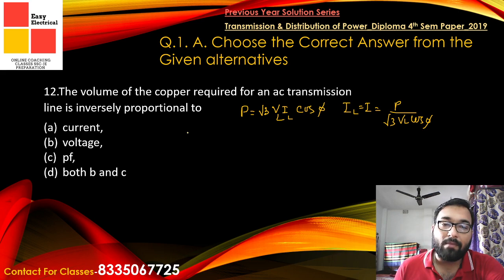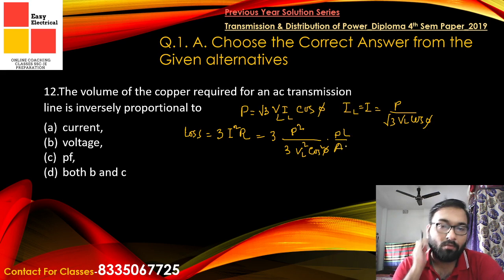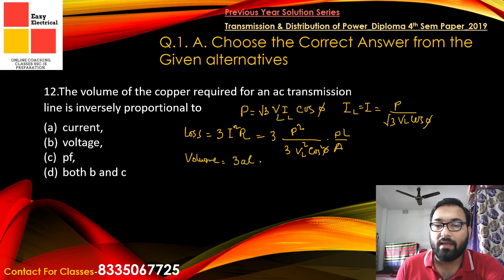Another form is the amount of loss happening in the three conductors, which we can write as 3 I square R. Now if we replace this I square, we get 3 P square divided by 3 VL square cos square phi, and resistance we can write in the form of rho L by A. Now we all know that volume is represented as 3A into L. So this A we are replacing from this term. This A is nothing but the cross sectional area.